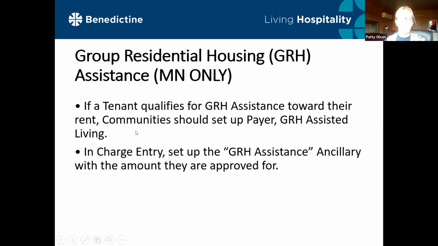Group residential housing. So this is for Minnesota only. So if a tenant qualifies for GRH assistance, and this is towards helping them pay for their rent, the community should set up the payer GRH assisted living. In charge entry, set up the GRH assistance amount with that ancillary for the amount that they have been approved. And this is what the state is going to pay towards their rent.